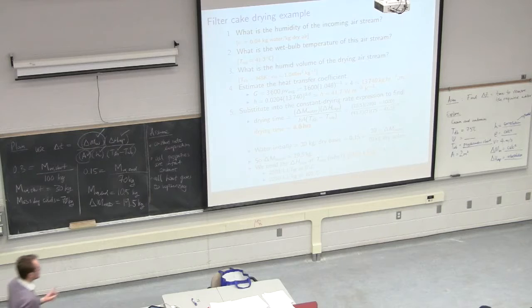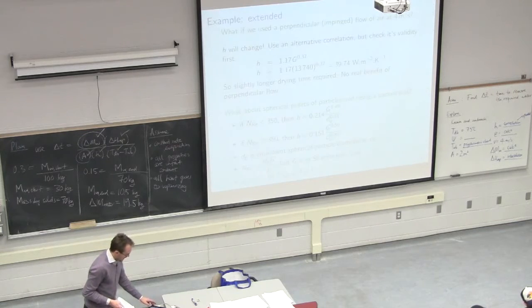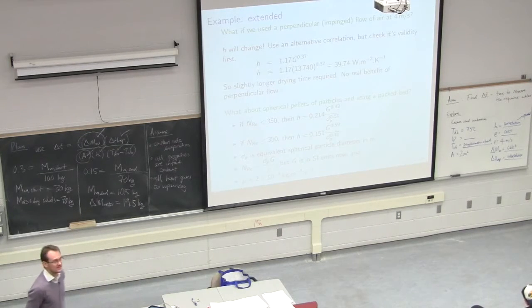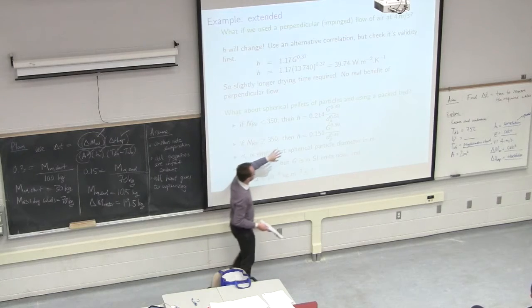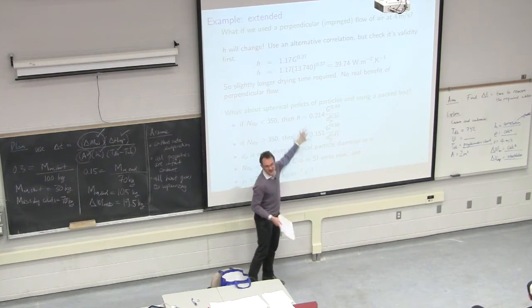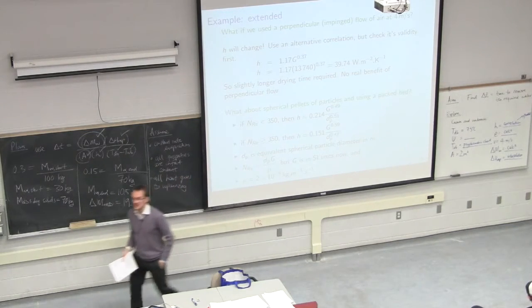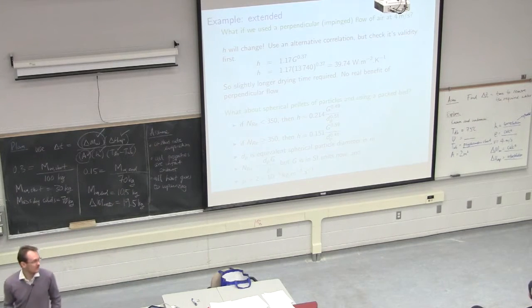So here's the one question I'll leave you with: how can we dry these solids faster? Well, one way is to flow our air perpendicular, but a far better way is to perhaps reform, if possible, our solids into spherical pellets and dry it in a packed bed. So I'll give you an opportunity to use these heat transfer coefficients there and just see how really that impacts your drying time.